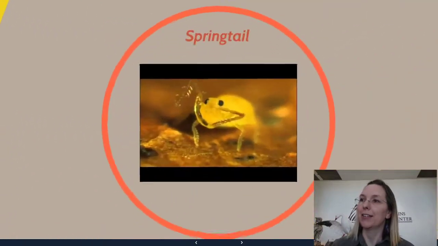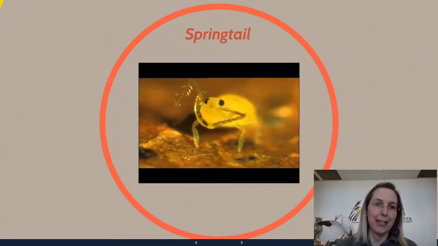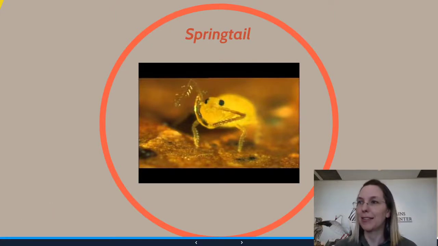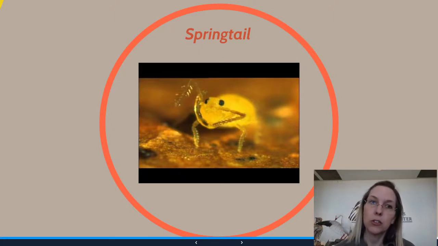And we're down to the springtails. Springtails are super cool. Though these guys have 6 legs, they are not insects. They have internal mouth parts where insects have external mouth parts. They are omnivorous, and they're free-living. They prefer moist conditions. They can actually dry out pretty quickly.